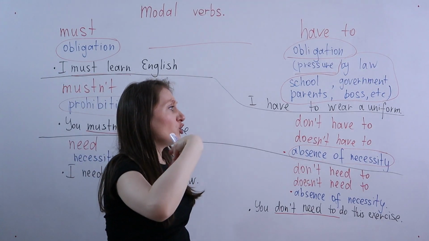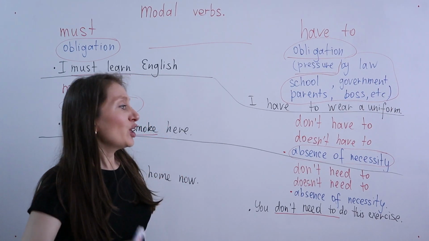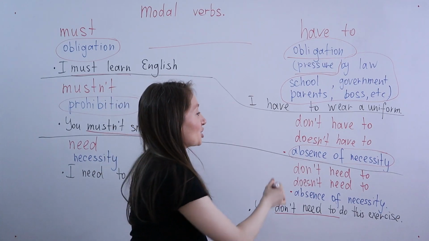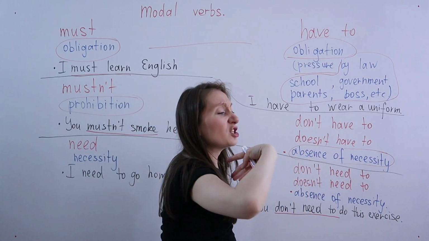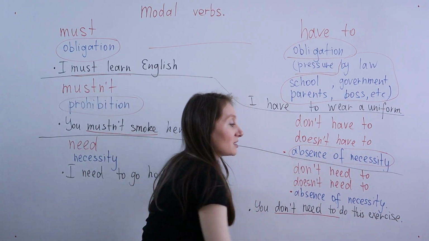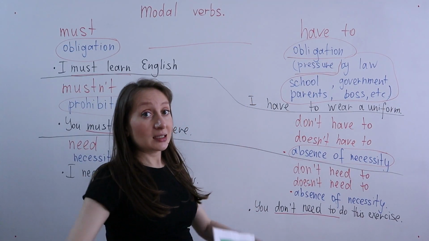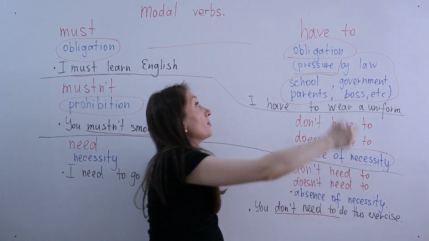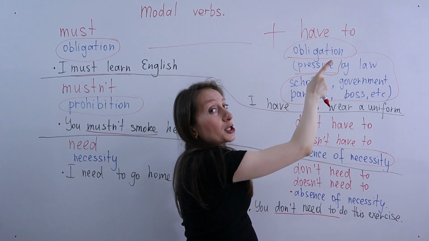So you don't have to come to school tomorrow. It's Sunday. You don't need to come to school tomorrow. It's Sunday. Actually, the meaning is the same, okay? Absence of necessity. It's not necessary. No problem. You don't need to do this exercise. You don't have to do this exercise. This is the same meaning, right? But with a positive form of have to, you have the meaning of obligation.